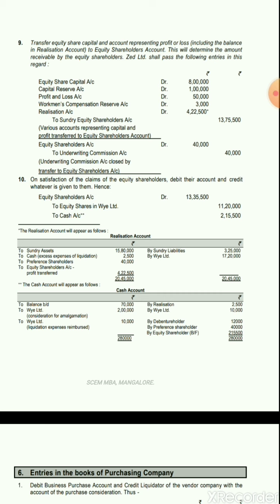So what is the entry we pass? So the total amount is 13,35,500 because, see the ninth entry there, the actual amount of money which is to be paid to the equity shareholders is 13,75,500, but there is underwriting commission, right? So that underwriting commission should be deducted. So 13,75,500 minus 40,000. So now the total amount which is to be paid to equity shareholders is 13,35,500. So equity shareholders account debit to equity shares in Y Limited.